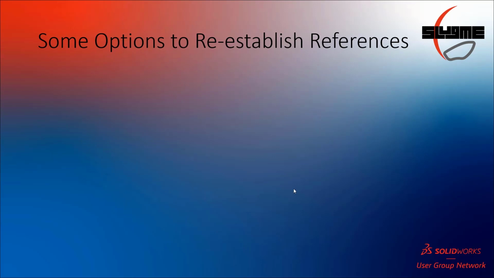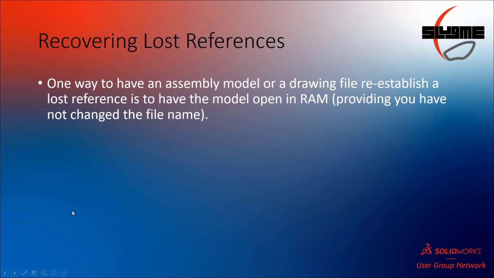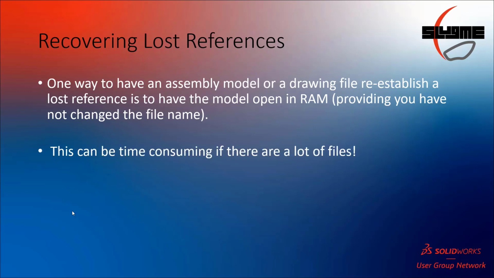Now let's take a look at some other options we can use to reestablish file references. One way to have an assembly model or a drawing reestablish a lost reference is to have the model open in RAM. Again, it's providing you have not renamed the file. But then you open it in RAM, and when you open the assembly, it'll automatically see it in its new location and it'll update its references. This can be time consuming if there's a lot of files. If you moved 50, 60, 100 files and you have to do that on every file, that's going to take you a while. It's going to be very tedious and frustrating.